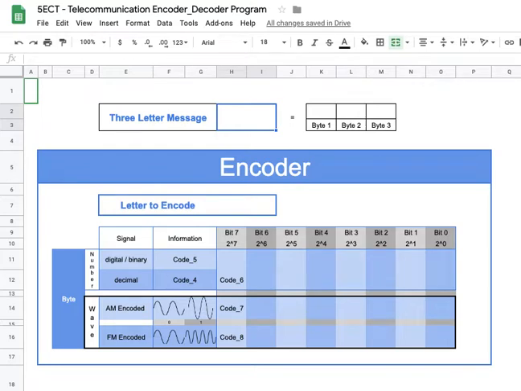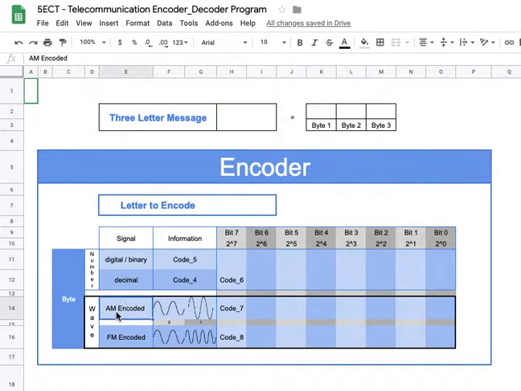Here we are in Sheets, coding our telecommunication encoder. So we're going to write code so that we only have to do this one time, and then afterwards, the computer will figure out how to encode our messages automatically. Computational thinking. All right, so the first thing we need to do here is get a look. We're going to put in our 3-letter message, and then we'll break it apart, and then we need to encode it ultimately into a wave.